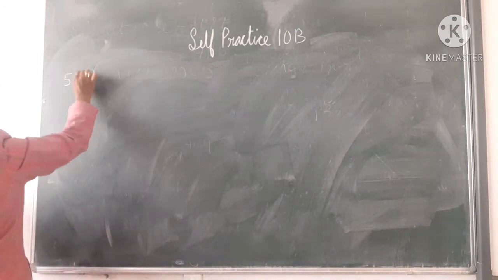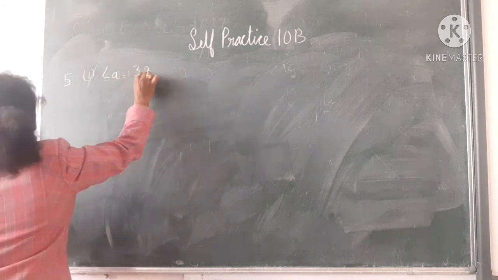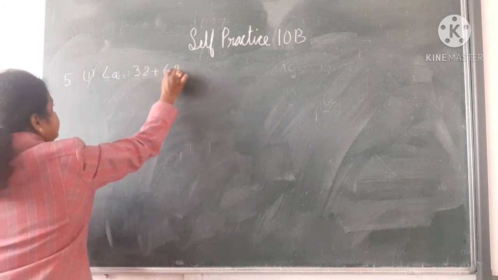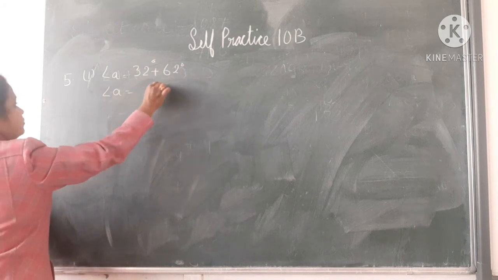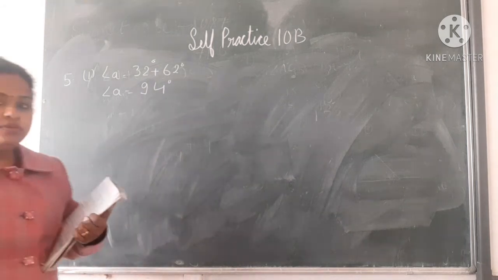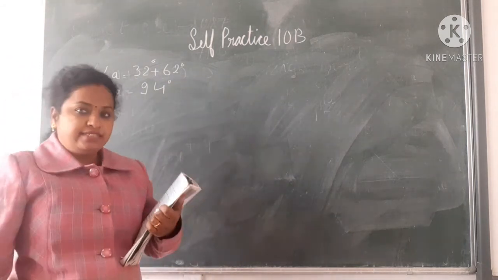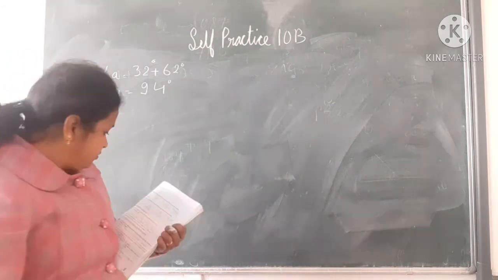First part, angle A is equal to 32 degree plus 62 degree. Okay, which is angle A is equal to 94 degree. Okay, because the sum of two interior angles is equal to the third exterior angle, so 32 plus 62, that is equal to 94 degree.